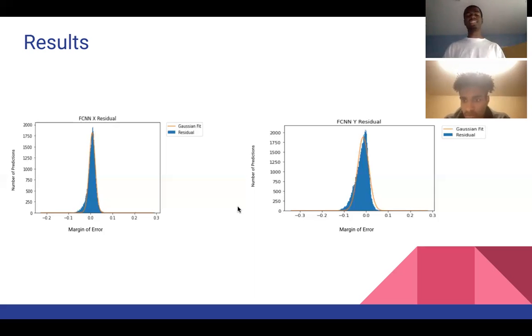For the Y residual, it's a little bit thicker at the base, but it's still pretty skinny. We see a lot of negative 0.1, a little bit over that. That's the highest margin of error. But from what we're seeing, it's still centered around 0 for the most part, and a lot of predictions are being made with minimal margin of error, which is really good for us.